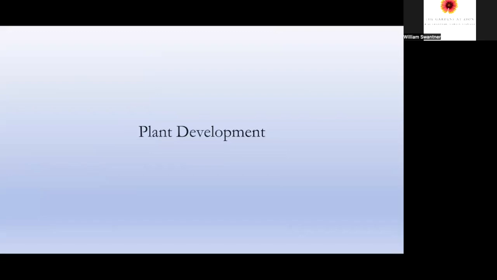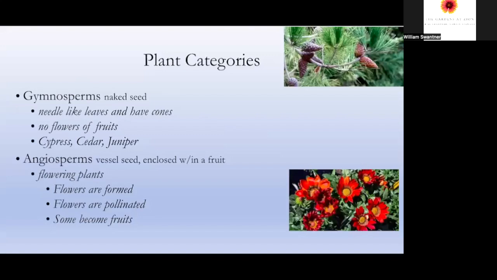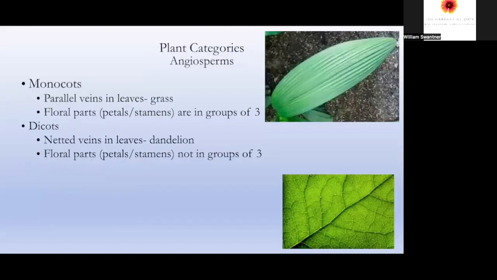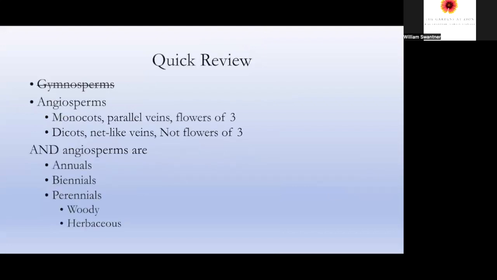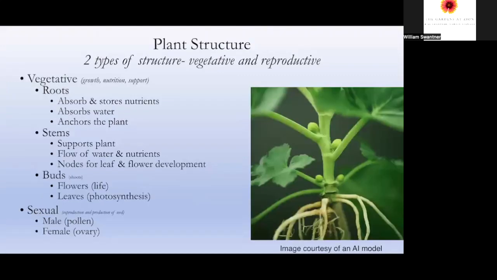This is Chapter 3. Chapter 3 talks about plant development. We looked at gymnosperms, which is a naked seed, and angiosperms, which is a seed in a vessel, and that's the flowering plants. In the angiosperms, we looked at monocots and dicots. We looked at annuals, biennials, and perennials. And in perennials, we looked at woody and herbaceous.